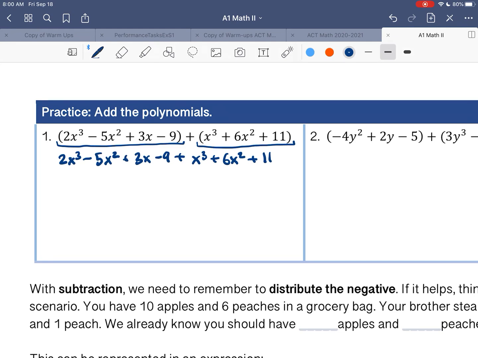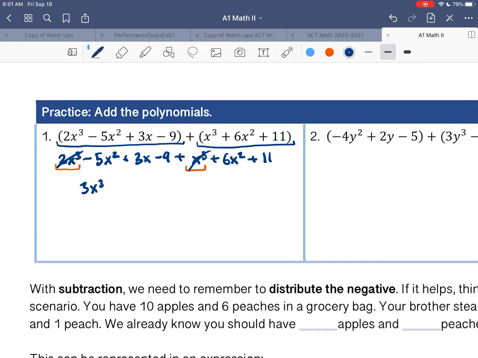Now what we're looking for is like terms that can be combined. So the first thing I'm noticing is that this 2x to the third power can be combined with the plus 1x to the third power, which makes a total of 3x to the third power. And once I've done this, because this polynomial addition ends up being super long sometimes, I like to cross out the ones that I've already added so that I know what I have left at the end. So I just cross those out.